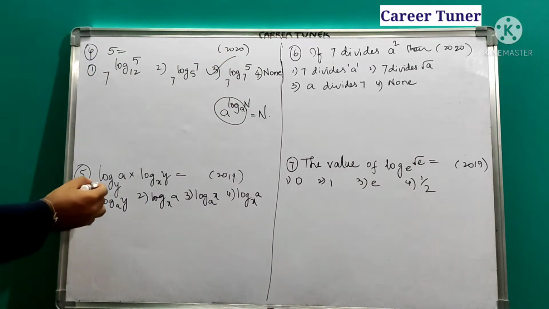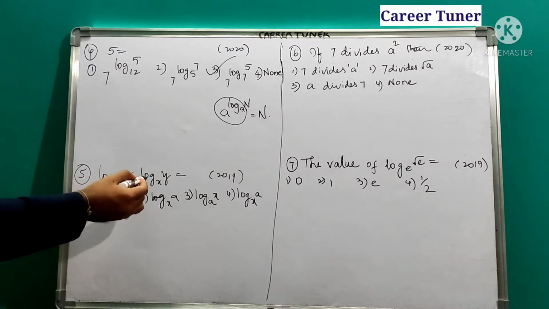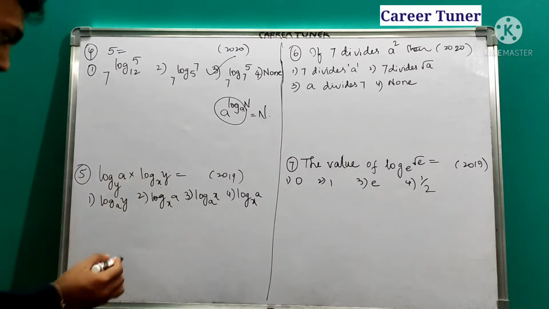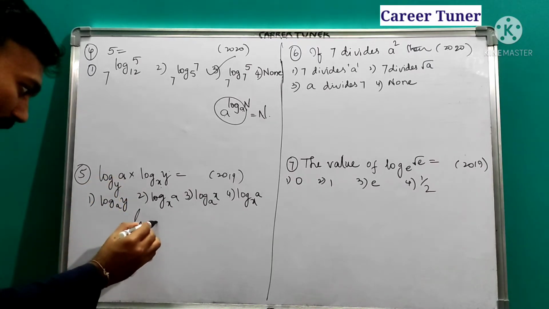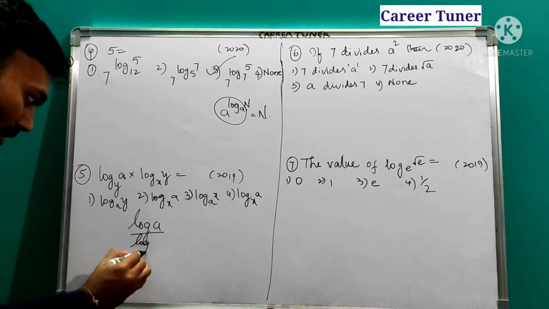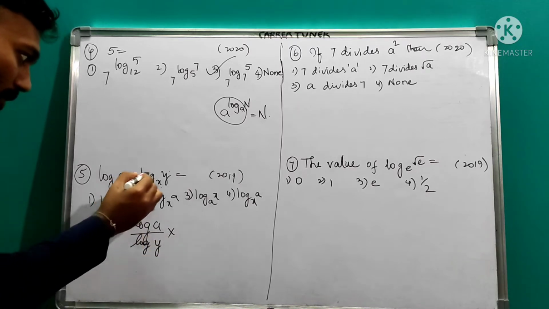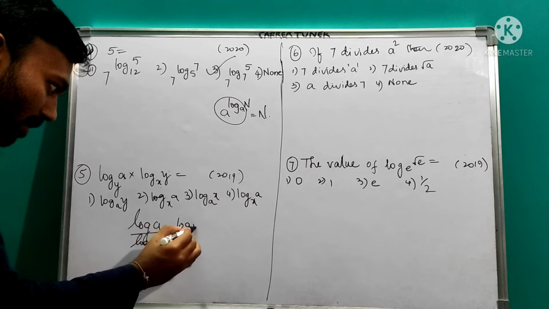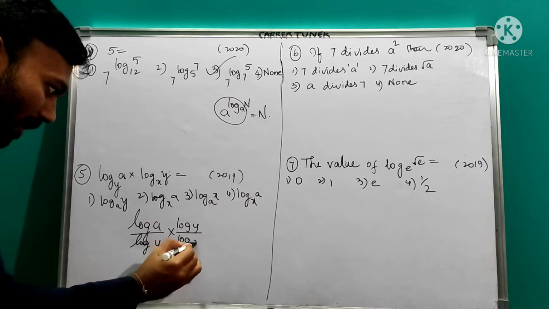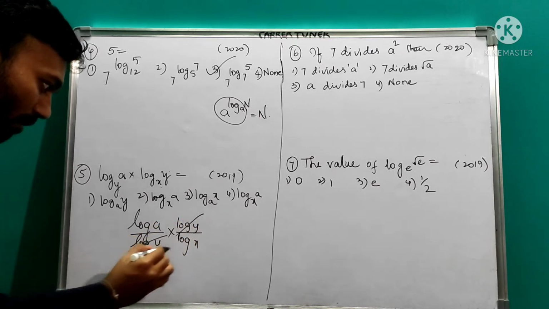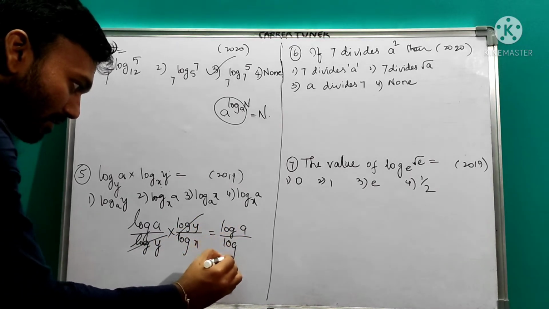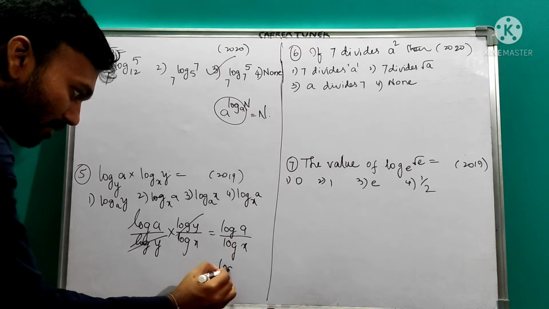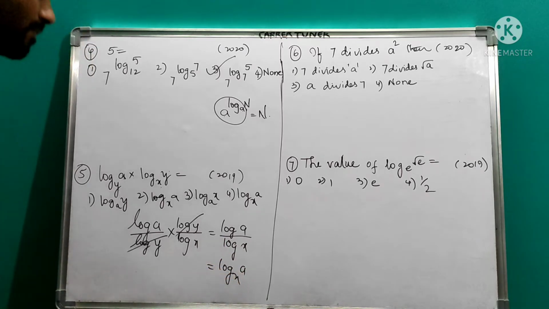That's it. Now log a base y into log y base x is equal to how much? It is simply log a base y, which is nothing but log a by log y, into log y base x, which is nothing but log y by log x. Now log y gets cancelled. So it is nothing but log a by log x. Now what is the answer? Log a base x. So second option.